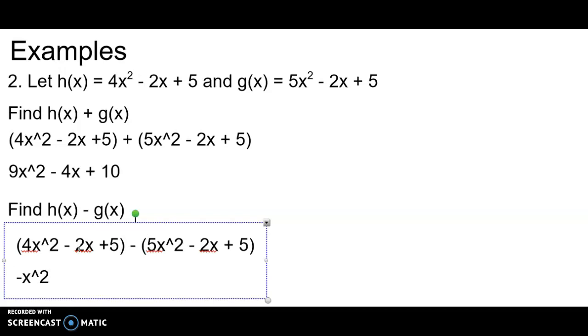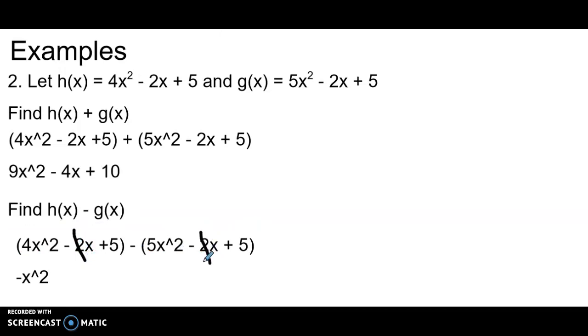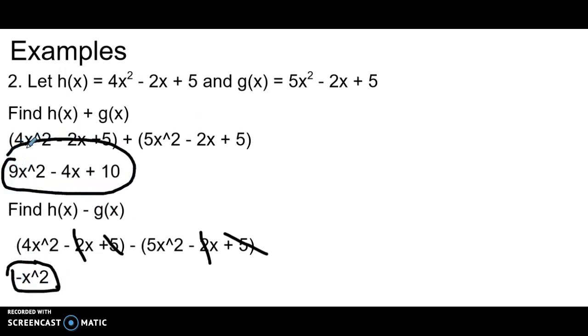We have negative 2x minus negative 2x. Remember, minus a negative is the same as adding. Negative 2 plus 2 is 0. So those terms actually cancel each other out. And then 5 minus 5 also cancels. 5 minus 5 is 0. So we're left with a final answer of negative x squared. So these are our two answers on this one.